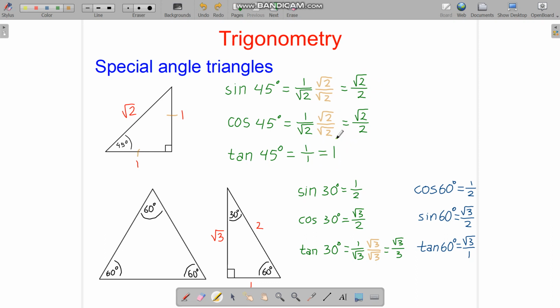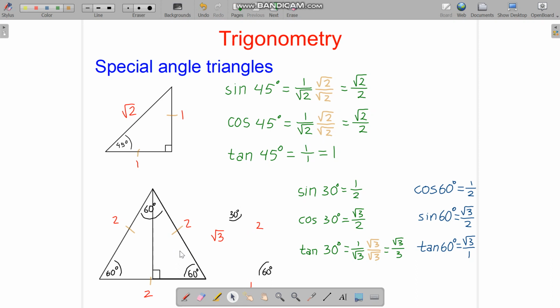And now for 60 degrees. 60 degrees means we have an equilateral triangle. Let's say the length is 2, so all the lengths are 2. Now if we split this equilateral triangle in half like this, we will get this kind of triangle. You see this triangle here, so it's a right-angled triangle.